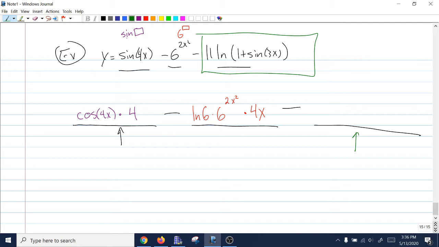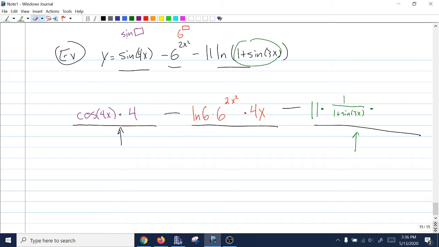This, 11 is a constant out front, stays out front, times now what's the derivative of natural log? Derivative of natural log x is 1 over x. Derivative of natural log stuff is 1 over stuff. What stuff? Leave the inside alone. Times what's the derivative of the inside? Now I'm looking at this part, and that derivative goes out here. Derivative of 1 is 0, plus derivative of sine stuff is cosine stuff. Leave the inside alone, multiply by the derivative on the outside. These rules stack on top of each other.